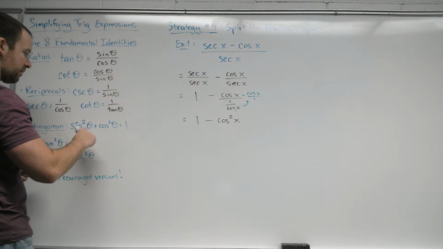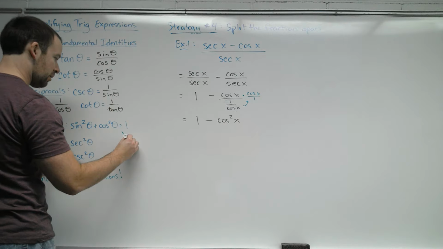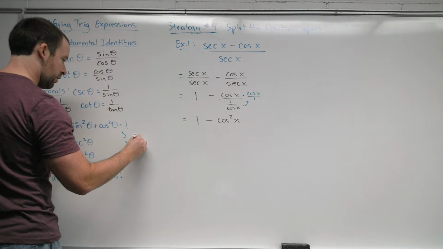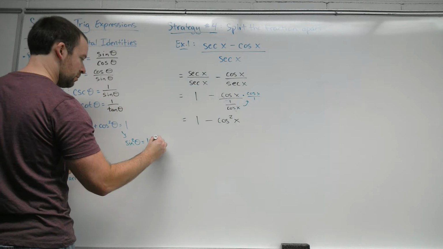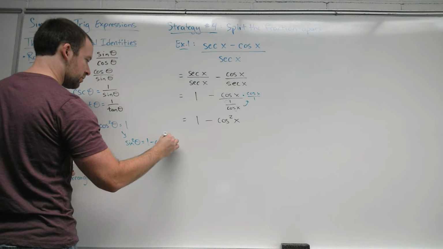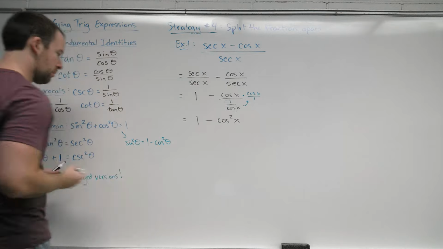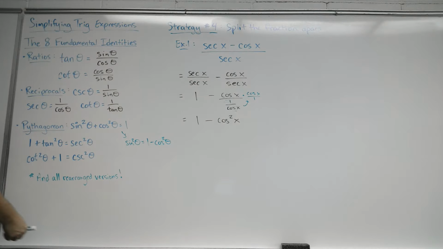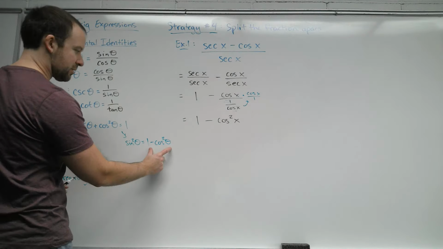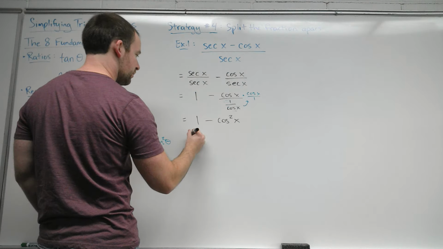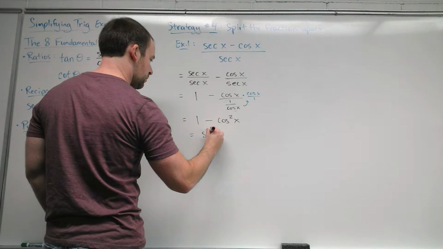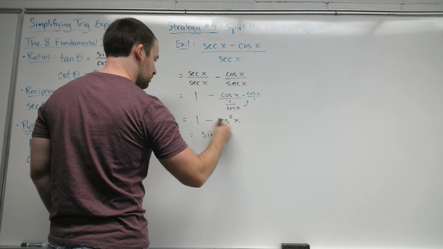If I do that, the one side is just going to be sine squared. I subtract this over to here. That'll be 1 minus cosine squared. Which means 1 minus cosine squared is equal to sine squared.